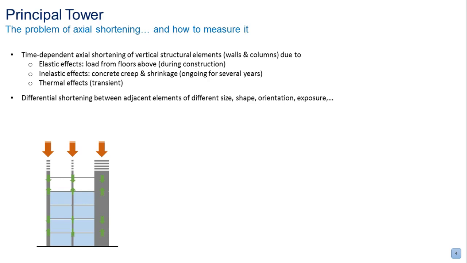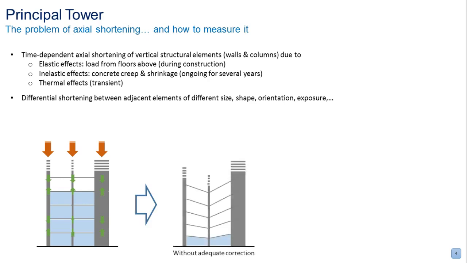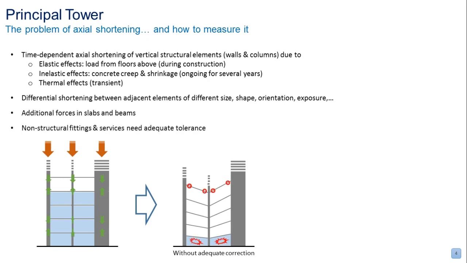So if you don't account for this during the construction, in advance of that shortening happening, you end up with something like this. Your building floors are sloping and they're not at the right level. And that would lead to additional forces inside the beams and the slabs, and it also could lead to damage to the non-structural partitions and the facade cladding.